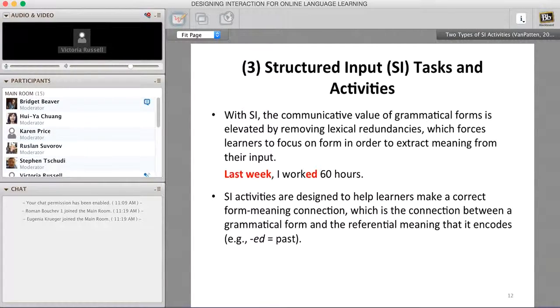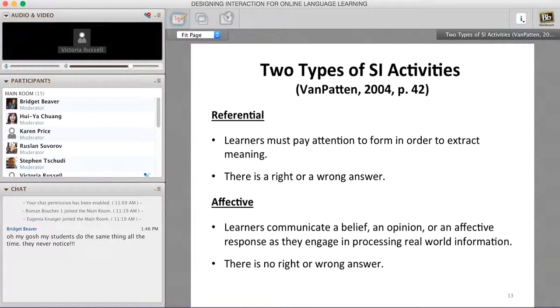There are two types of structured input activities: referential and effective. Referential structured input activities force learners to make a form meaning connection, and learners must attend to both form and meaning in order to answer items correctly. In addition, there is a right or a wrong answer.